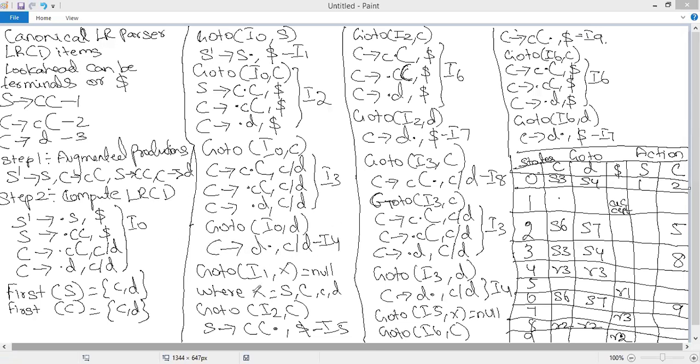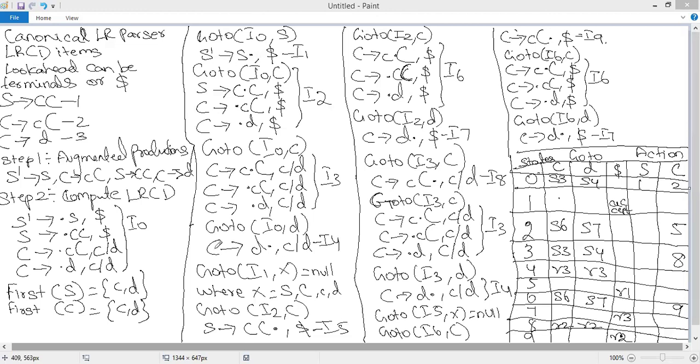Then next thing, go to of I1 comma X equal to null, where X equals non-terminal S, non-terminal C, terminal C and terminal D. Why I1 comma X equals null? You see here the I1 state, S dash tends to S dot. After this dot there is no symbol in the production rule, so we cannot expand further. So it is mentioned as null.